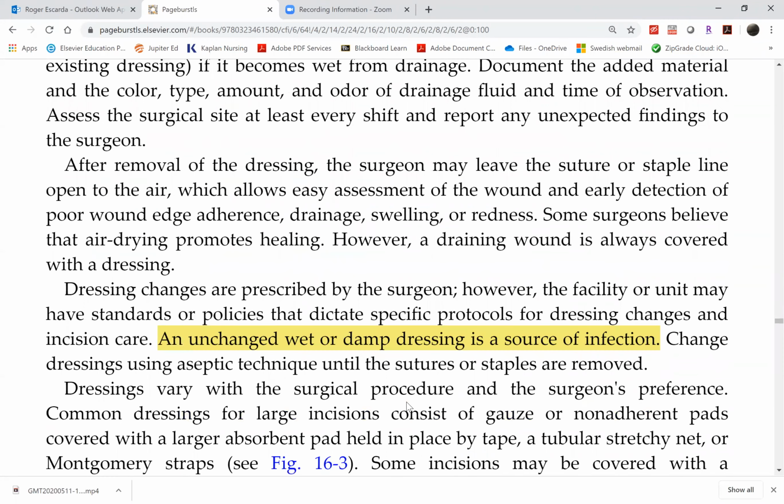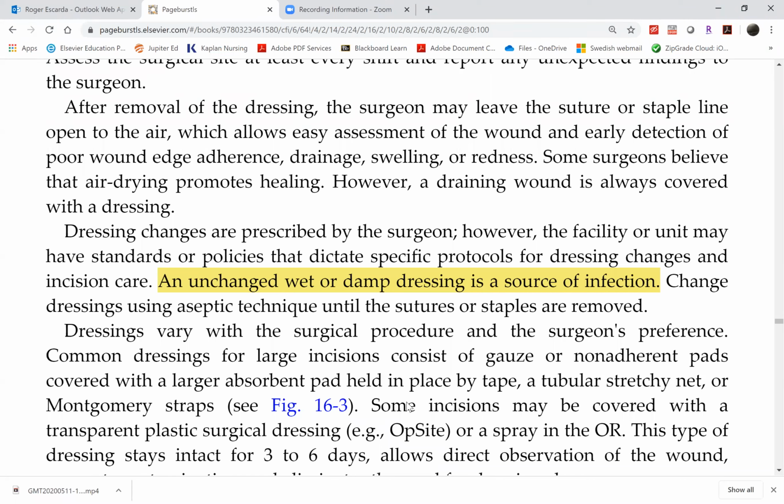Okay, so this is the reason why we change a wet dressing. That's why if the dressing is saturated and it's the first surgical dressing, you're supposed to call the doctor, because we don't want a wet dressing. They grow things, so it can cause an infection.